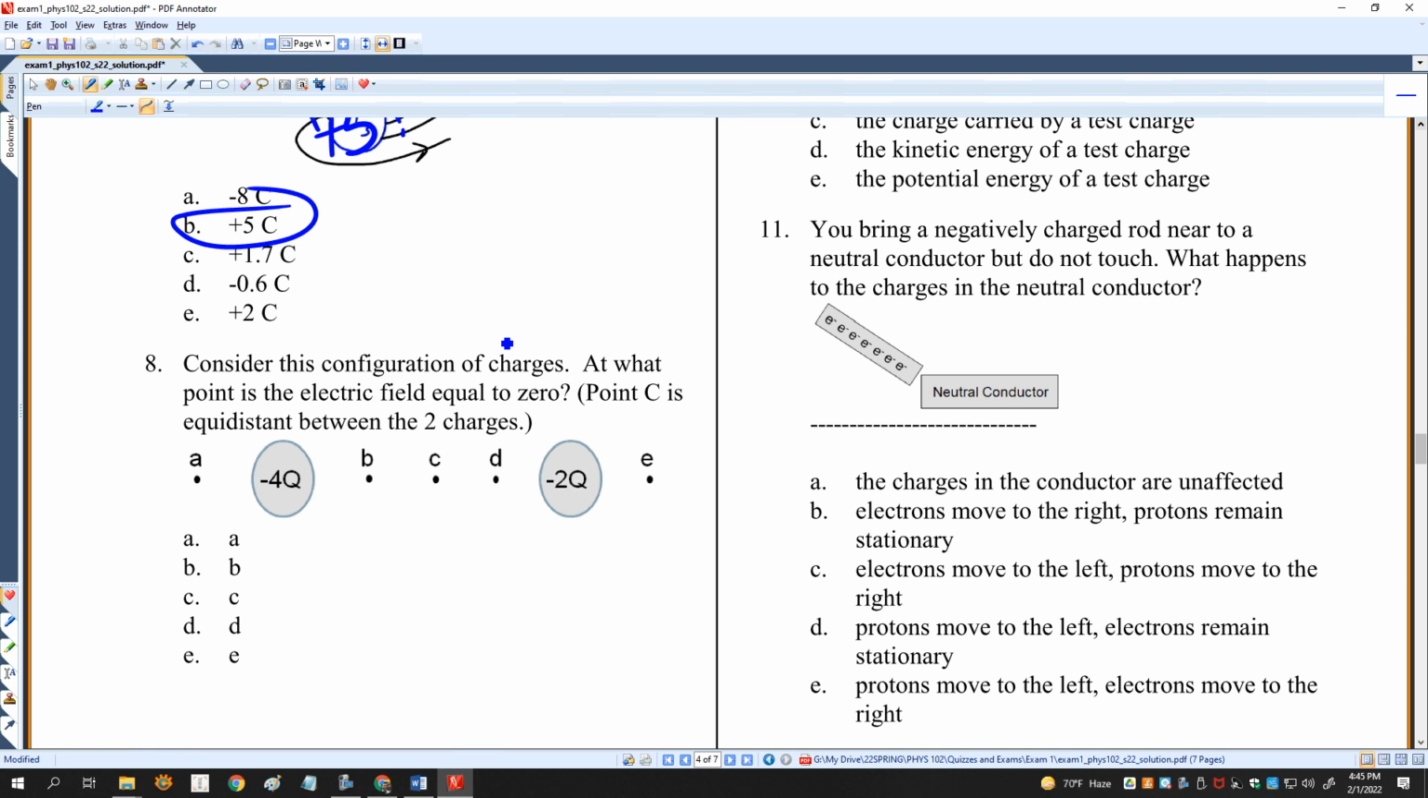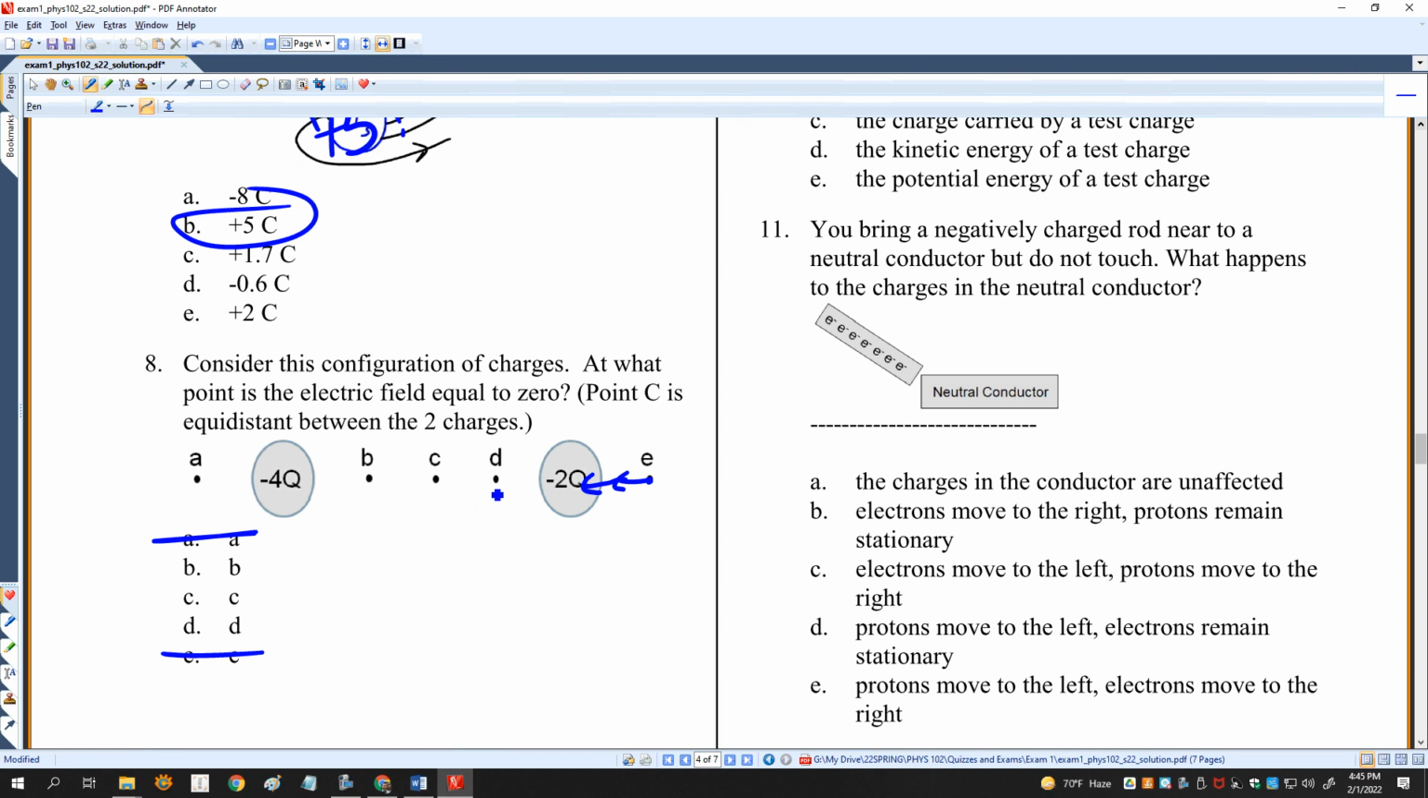Consider this configuration of charges. At what point is the electric field equal to 0? Let's just pick some places. So over here, the electric field due to that one is really big because it's attractive to that, and to the minus 2q it's also attractive. So it's never going to be that. So it can't be A. Similarly, over here, electric field can't be that, so it's not going to be that. It's either B, C, or D.